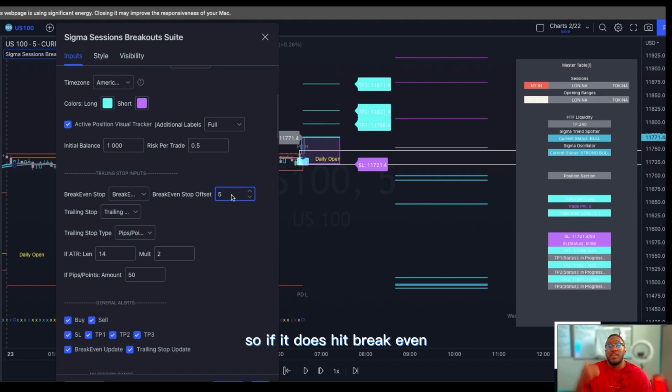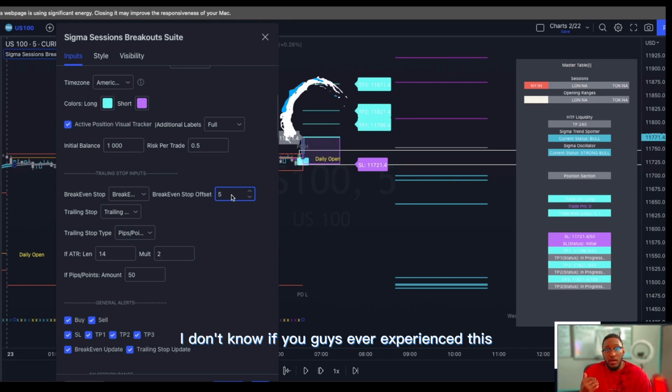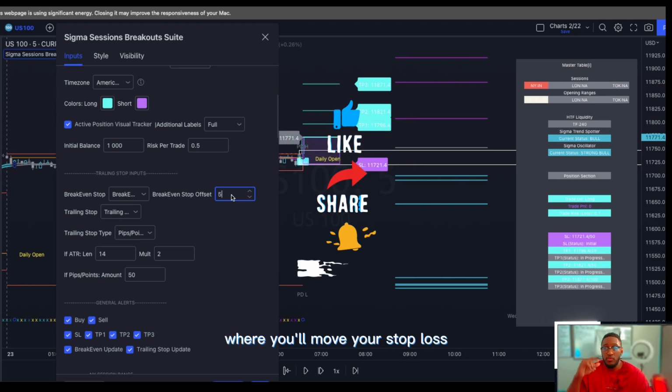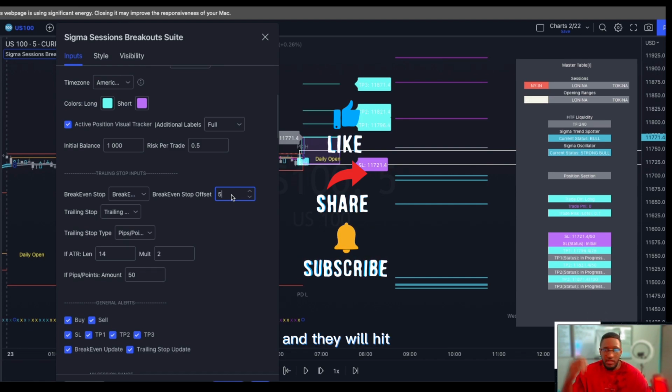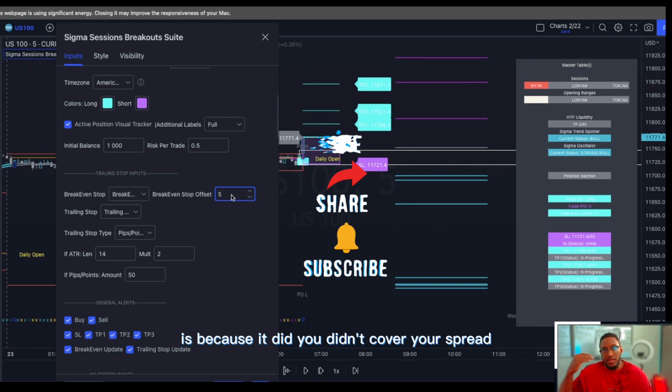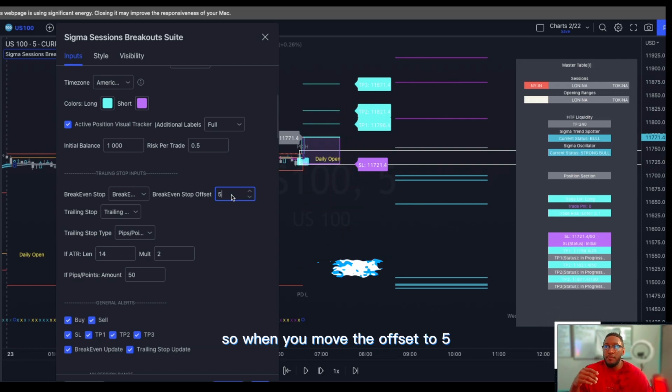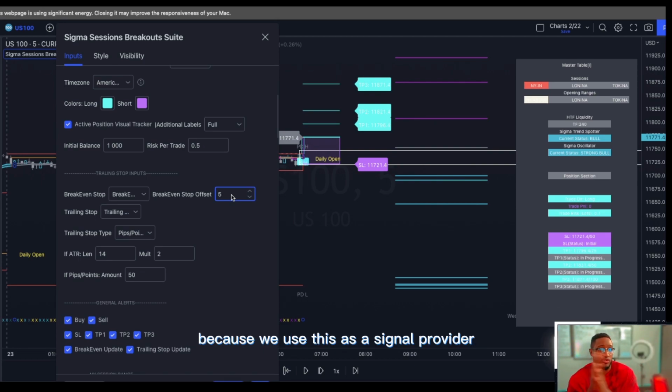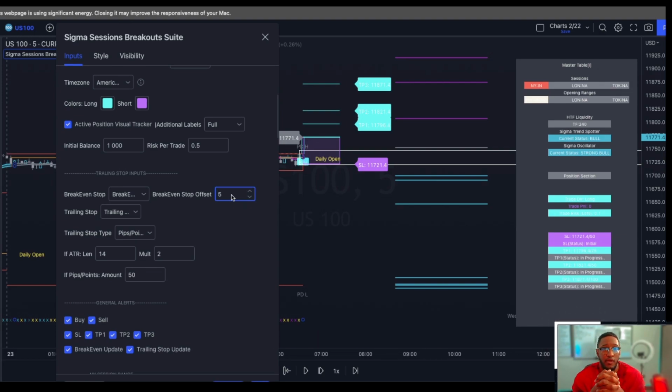So if it does hit break even, I don't know if you guys ever experienced this, where you'll move your stop loss to break even and it will hit, and then you look at your history and you're like negative a couple dollars, it's because you didn't cover your spread. So when you move the offset to 5, which is our NASDAQ's spread during New York session, when you get that alert and it sends you that price, and it also sends you the price on Discord because we use this as a signal provider, it will cover your spread for you.